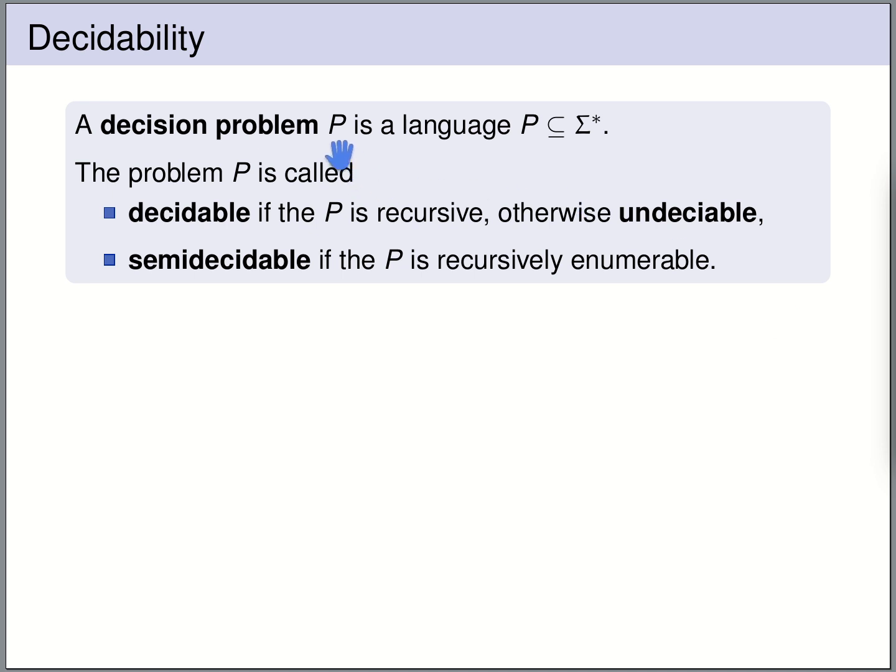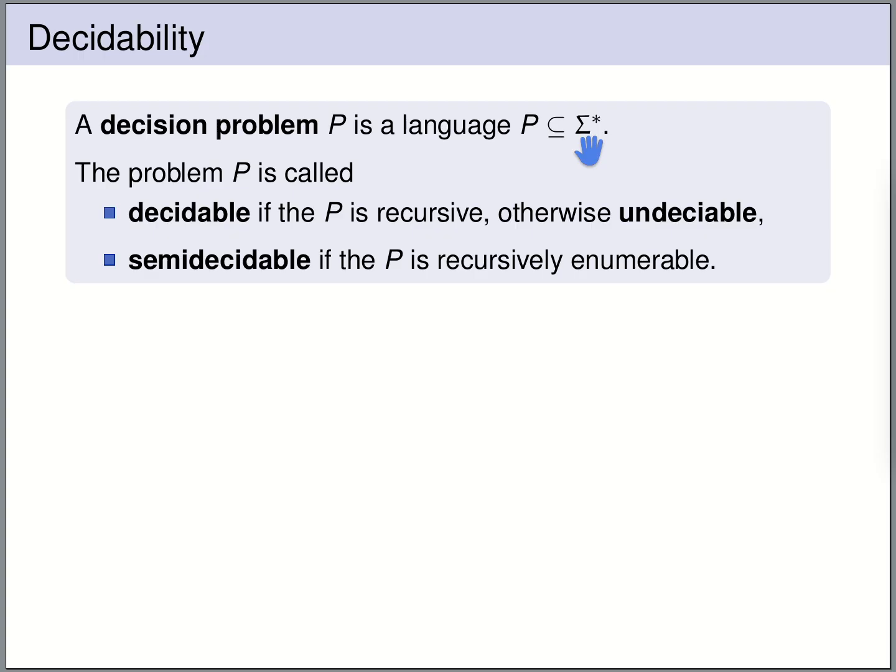A decision problem P is something that we would like to answer via a program. So we would like to decide whether the property P holds or not. A decision problem P is nothing else than a language over some alphabet sigma. So it's just a subset of all words over sigma. Why do we consider decision problems as languages?